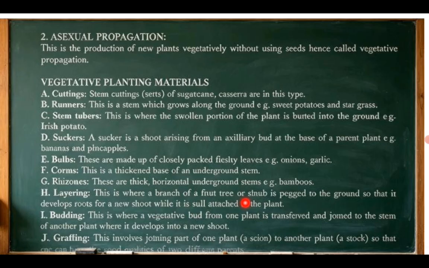Another technique that has to do with vegetative propagation is layering. This is where a branch of a tree or shrub is pegged to the ground so that it develops roots for new shoots while in the soil, attached to the plant. Another one is budding. Budding is when a vegetative bud from the plant is transferred and joined to the stem of another plant, where it develops into a new shoot. And then we have grafting, which involves joining parts of one plant to another plant. That's asexual reproduction.